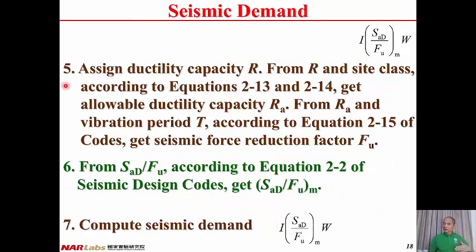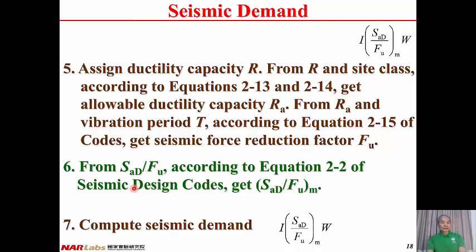And then move to step 5 and assign ductility capacity for the existing building, R. And from R and site class, whether it's site class 1, 2, or 3, or type A basin, according to equations 2-13 and 2-14, we can get the allowable ductility capacity, RA. And then from RA, the allowable ductility capacity, and the vibration period T, according to equation 2-15 of the design codes, we can get the seismic force reduction factor FU here.